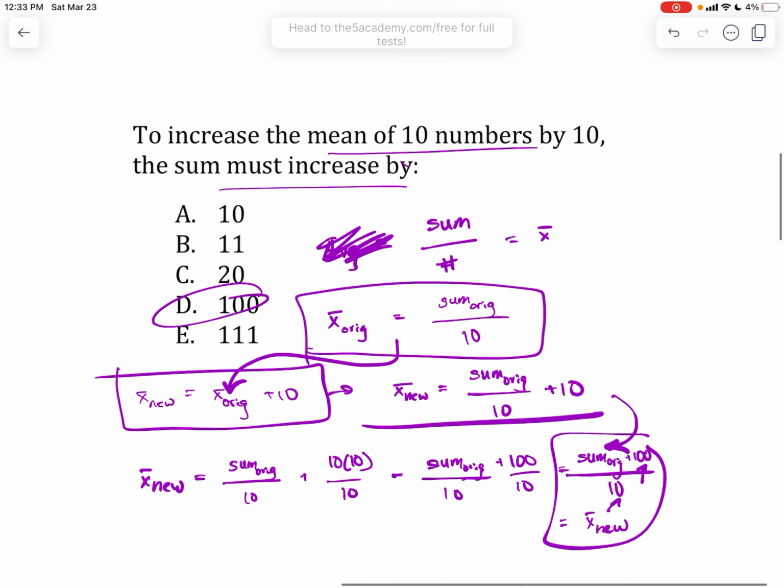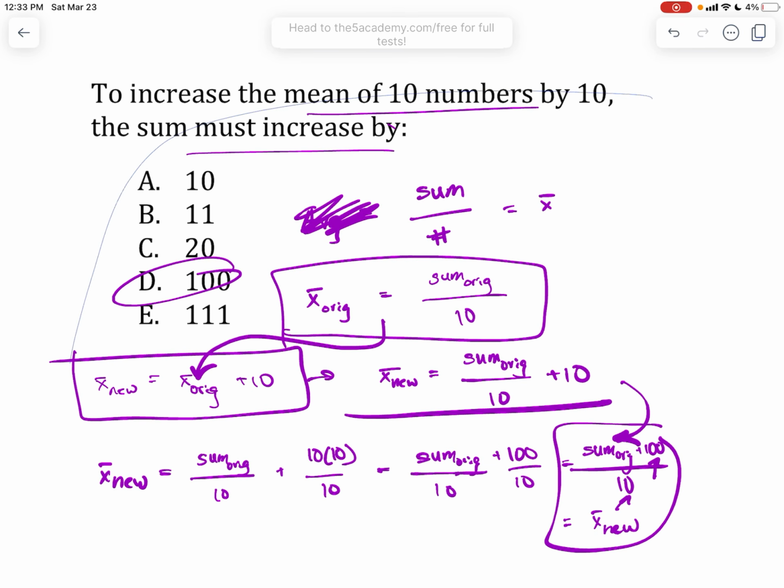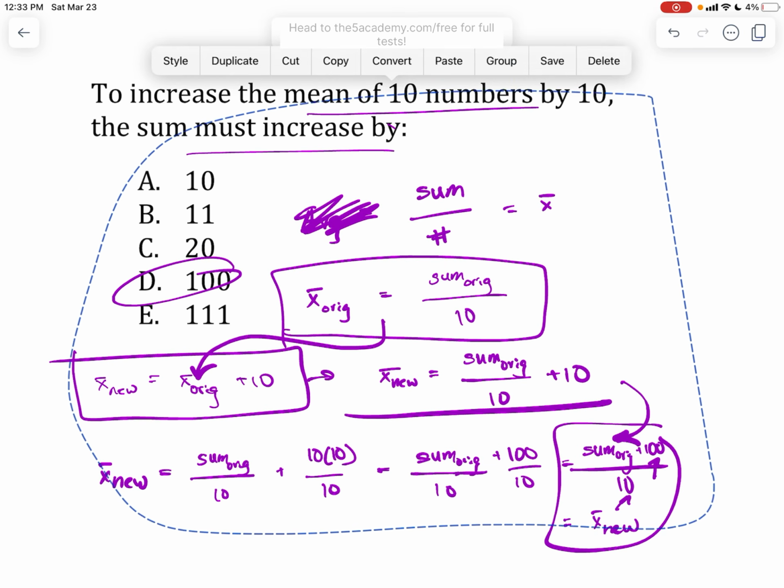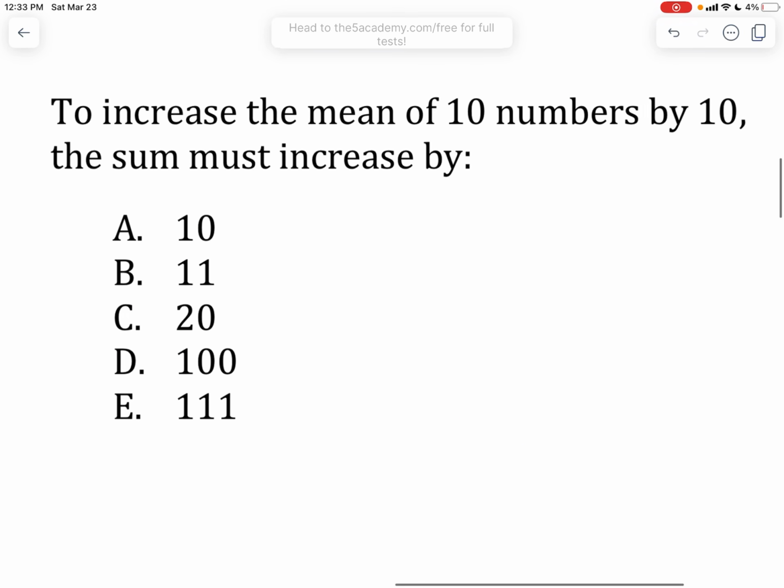Now, if you're not sure what to do here, you can just plug in numbers and do it that way. Let's do that. Let's say my set of 10 numbers is just 0. All of them are zeros. And if I want to increase the average by 10, so I want to increase the average to 10 from 0, what does the sum have to increase by? Well, if I have a bunch of zeros, my x bar original is going to be 0 over 10, 0. My x bar new should be 10. We know that for sure.